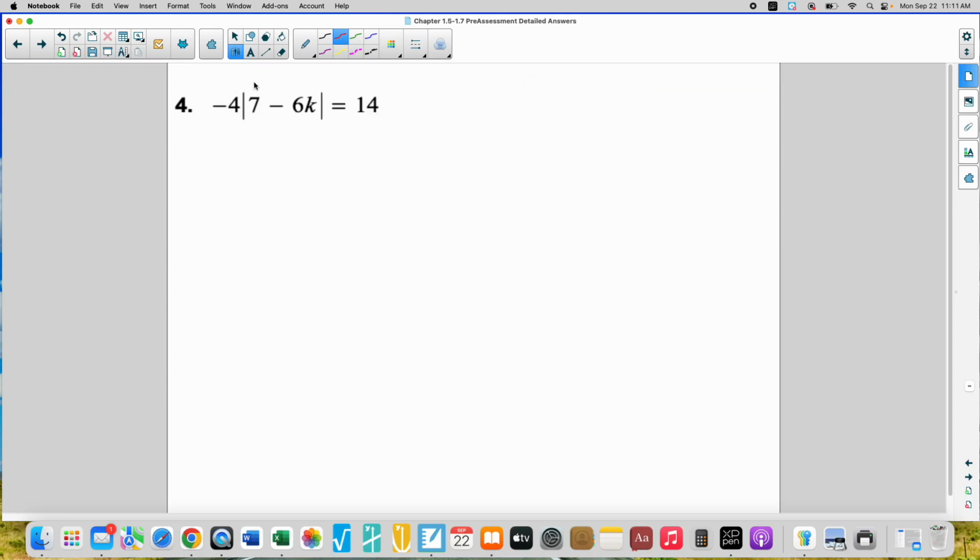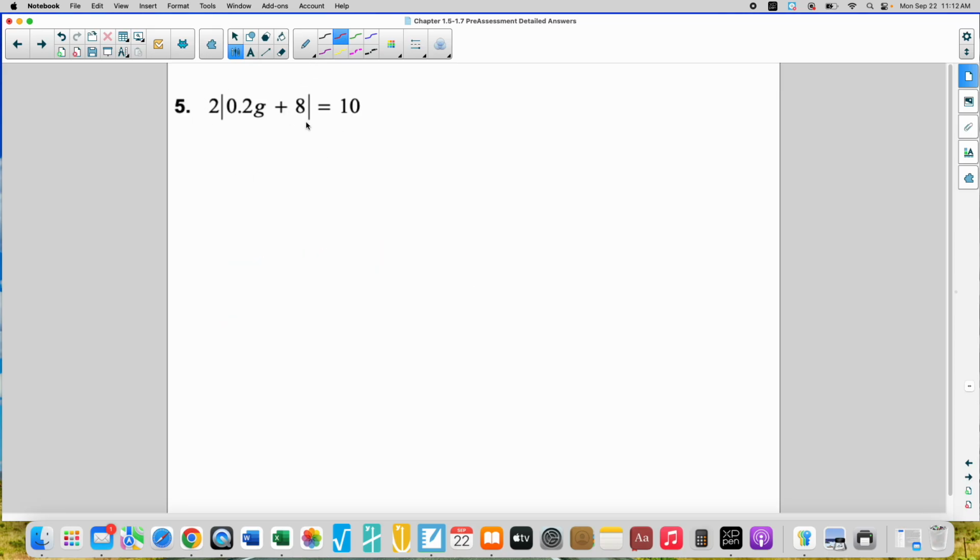Let's isolate. We have to isolate by dividing by negative 4. We get the absolute value of 7 minus 6k equals negative 7 halves. We're going to simplify that fraction. And we again have an absolute value equaling a negative number. So that answer again is no solution. Back to back, no solutions.